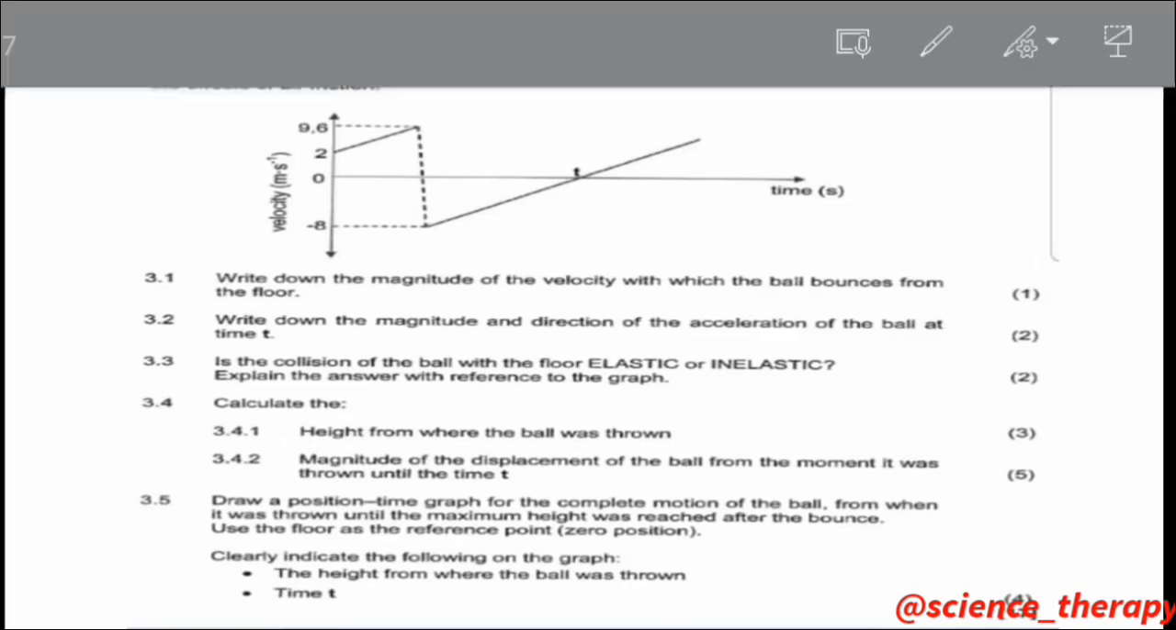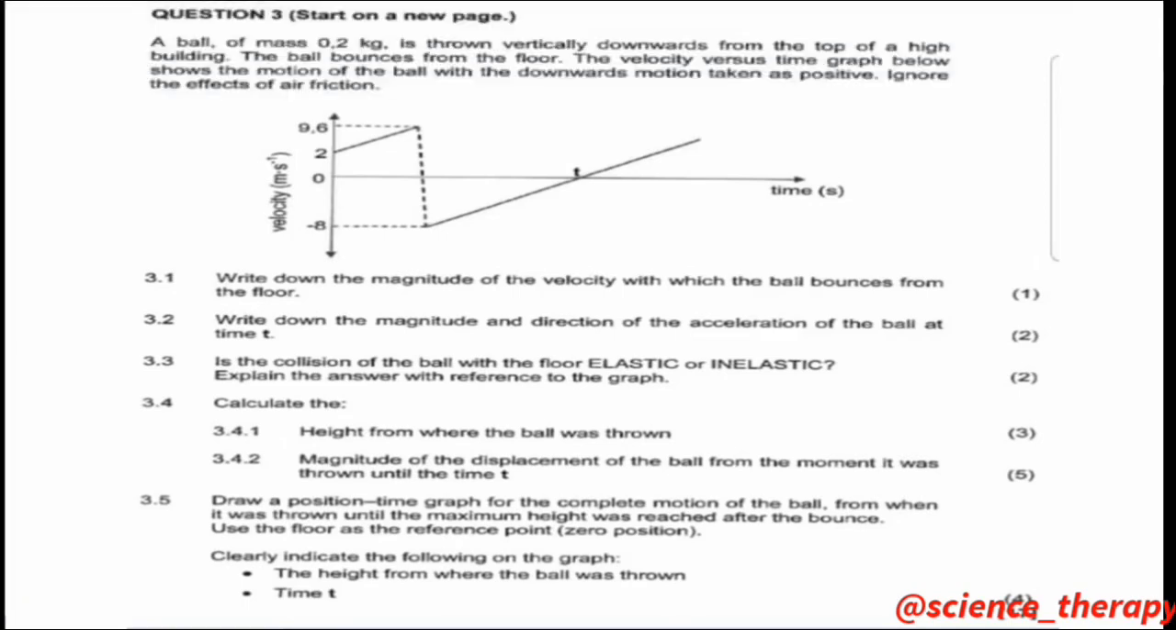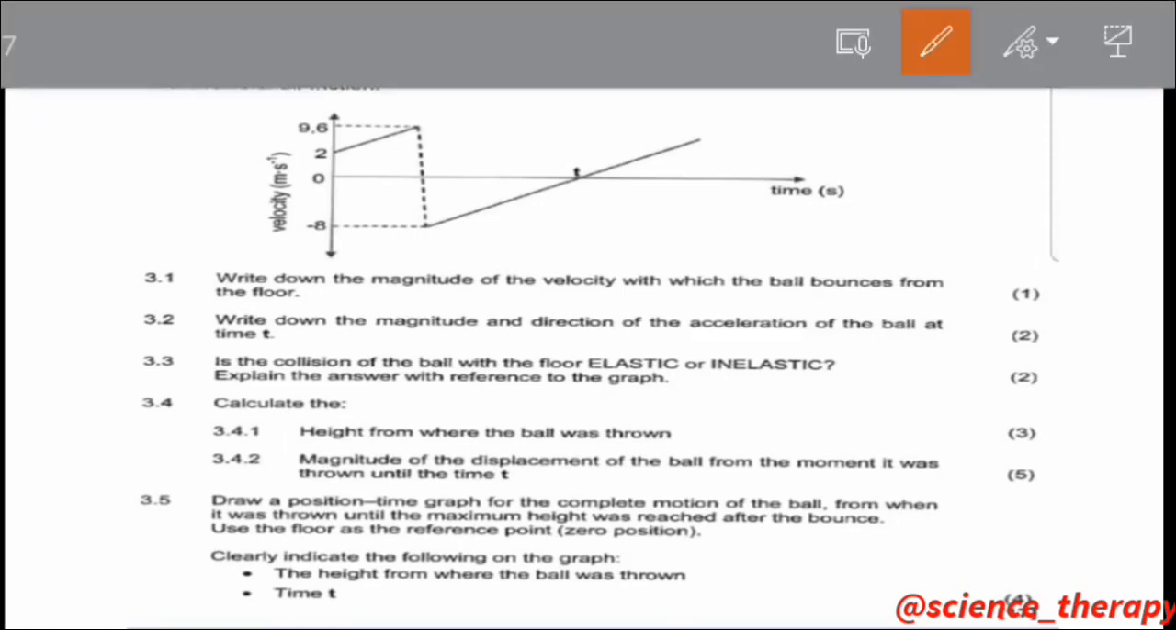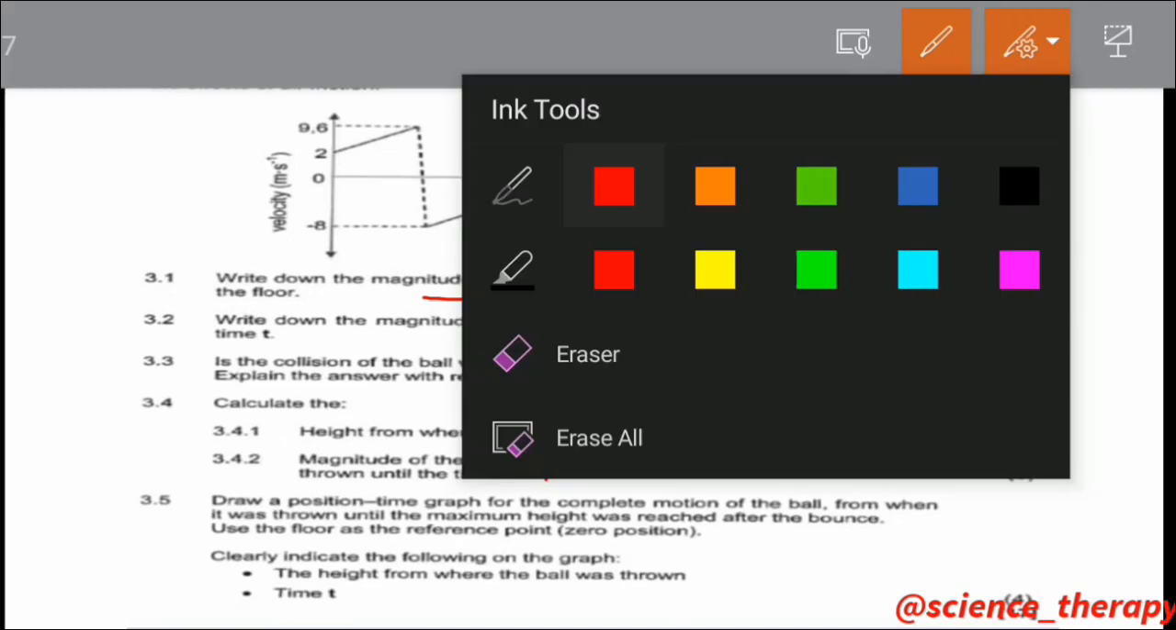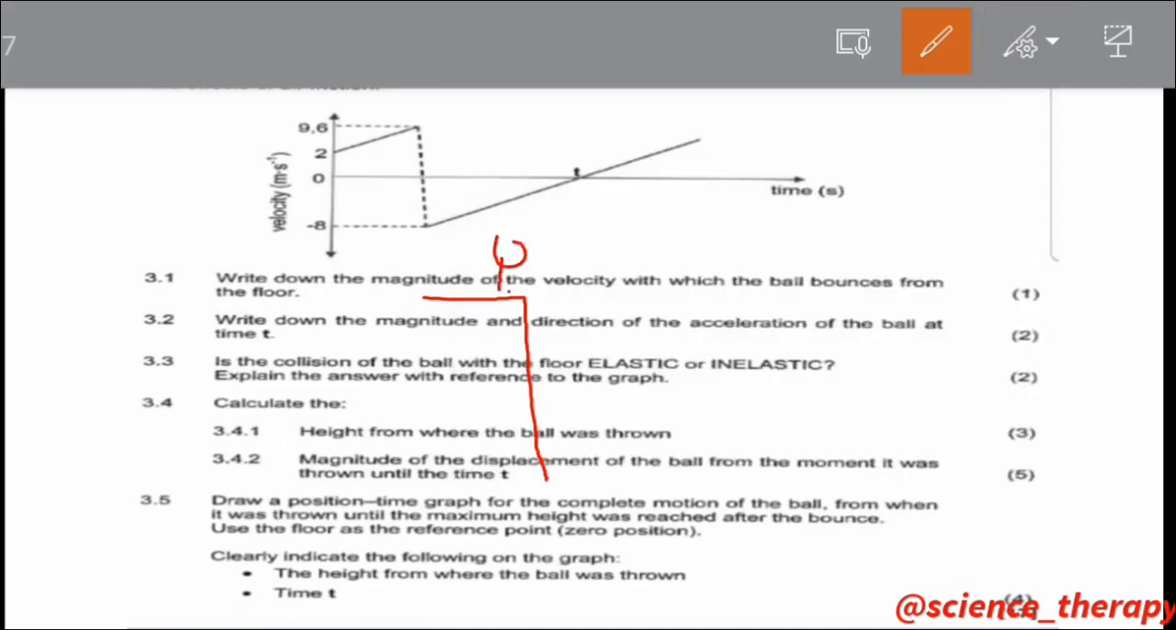So now we can see, having to understand this, what happened here. If we are to draw a trajectory of what happened, let's say this is a building and this ball was thrown downwards at a velocity of 2 meters per second. So here is the person and then throws the ball downwards at a velocity of 2 meters per second. Then it goes down, hits the ground at a velocity of 9.6 meters per second.